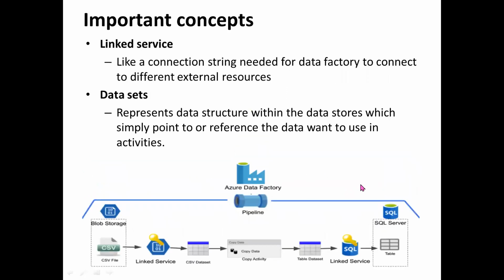Okay. So now two important concepts, it's very, very important to understand while creating a pipeline. The first one is linked service and the second one is data sets. So what is linked service? Linked service is a kind of connection string to access the external data sources, right? So remember, the whole point of a pipeline is getting the data from a source, doing some processing, and then persisting in a destination, right?